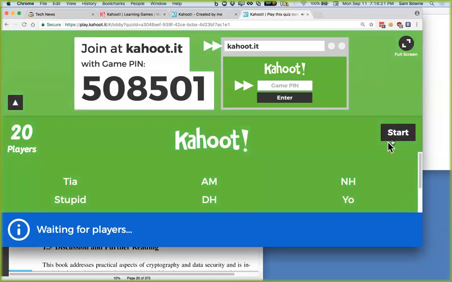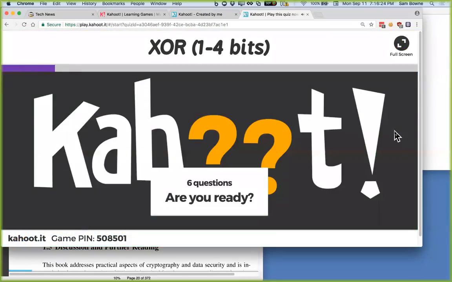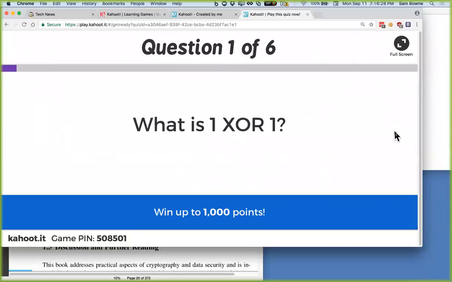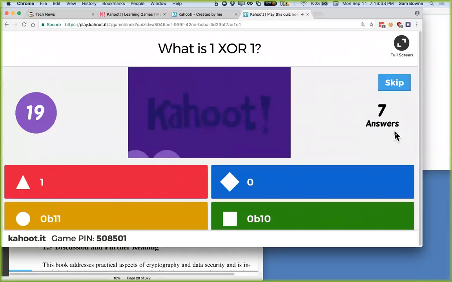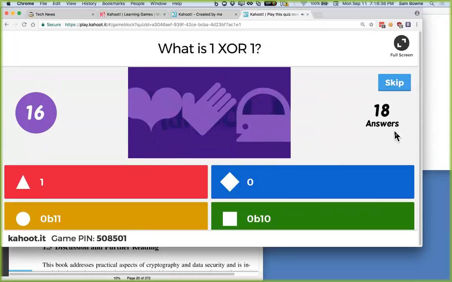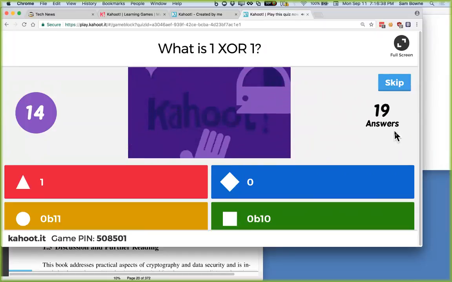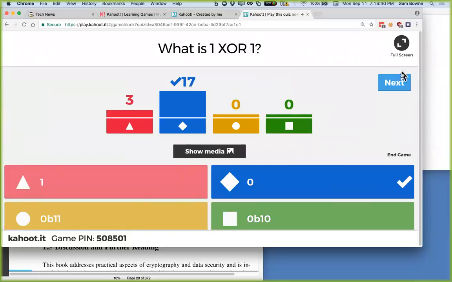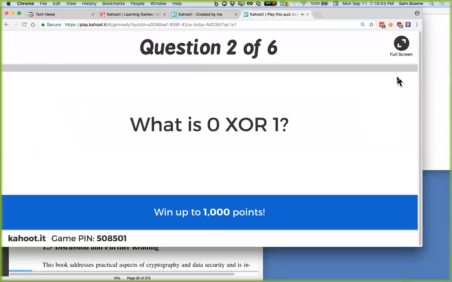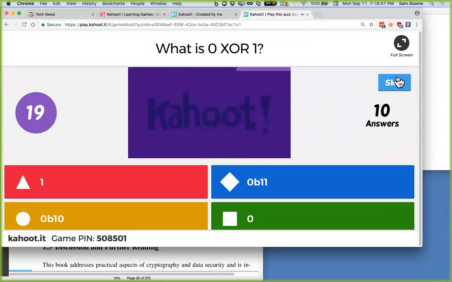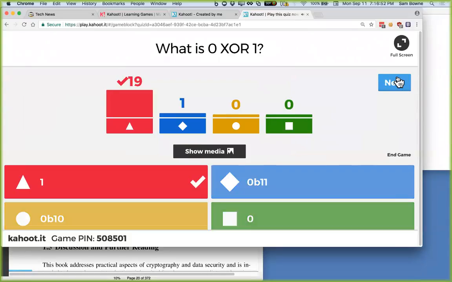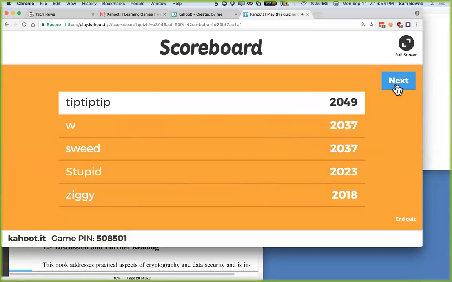All right. Anyway, let's give it a shot. So, 6 of these. Glorious XOR. Okay, what's 1 XOR 1? Come on. All right, it's 0. Good. How about 0 XOR 1? Come on. All right, that's 1, of course.